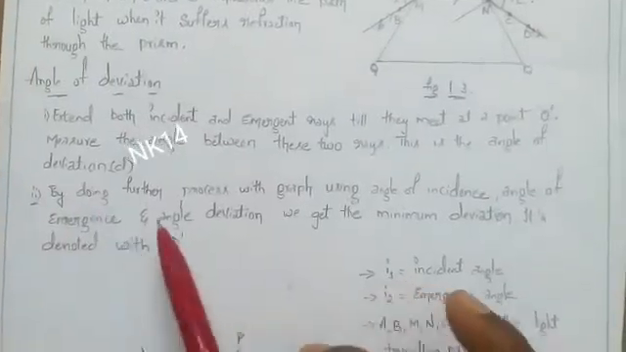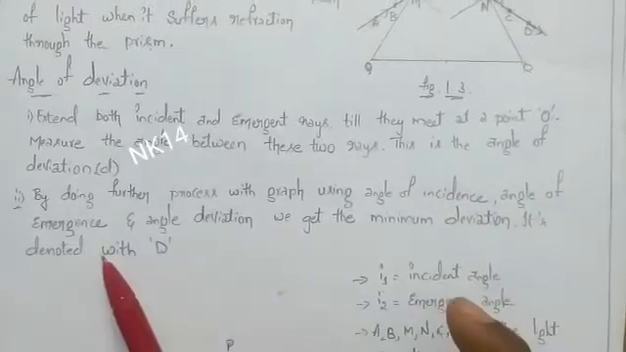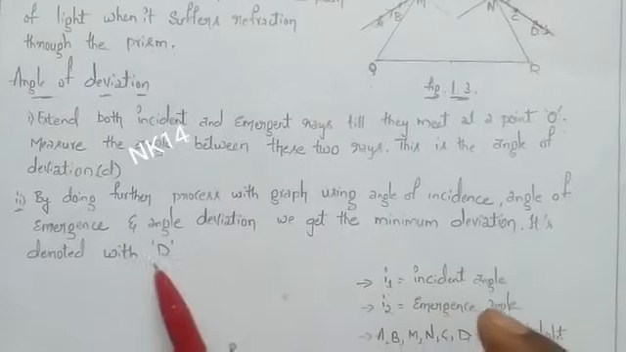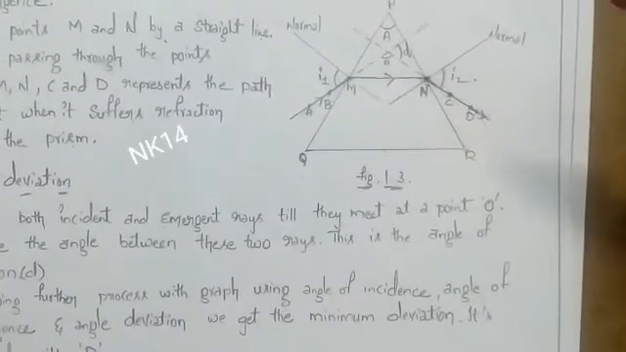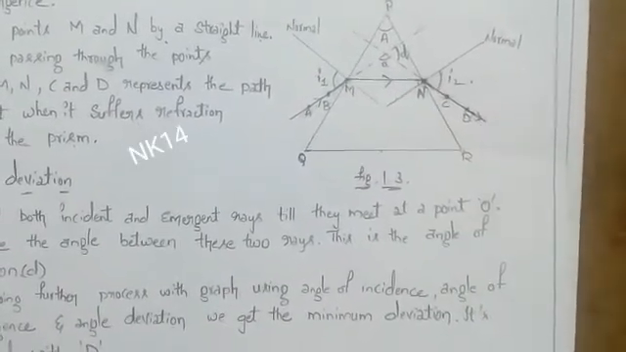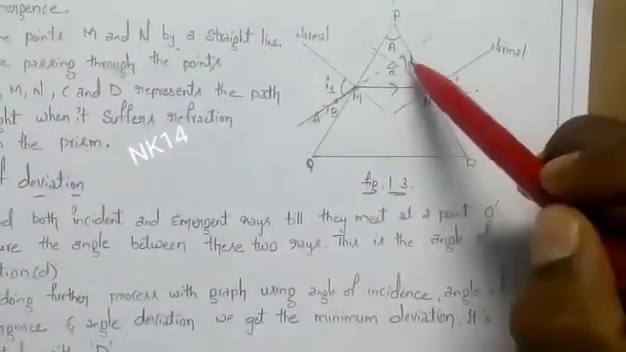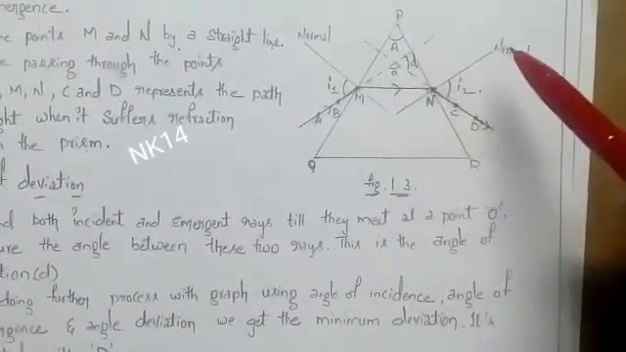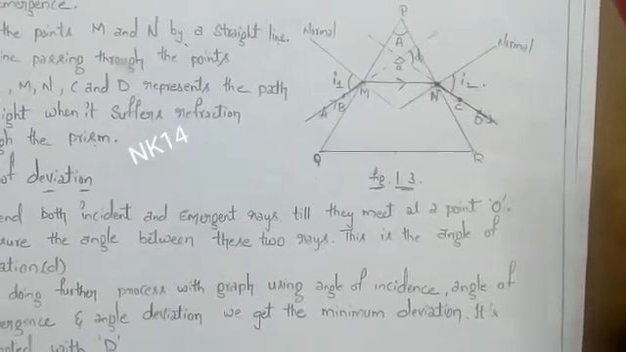Next, by doing further process with a graph using the angle of incidence, angle of emergence and angle of deviation, we get the minimum deviation. It is denoted with capital D. So after finding the angle of deviation, let's proceed to finding the minimum deviation. To find the minimum deviation, three quantities play the major role: the incidence angle, the emergent angle and the angle of deviation. Keeping these three in mind, we find the angle of minimum deviation. Try to check the textbook, where they have explained it clearly.